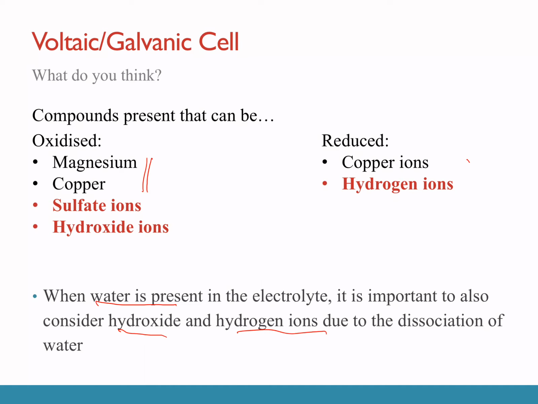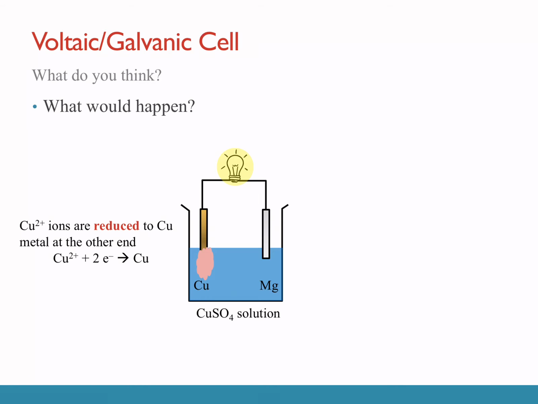Okay, so can you think of the side that's oxidized and the compounds that can be reduced? Which will be preferentially oxidized and which will be preferentially reduced? Hint: oxidation is to lose electrons, whereas reduction is to gain electrons. Okay, so which will lose electrons more easily? Which will gain electrons more easily? Okay, so let's look at the answer.